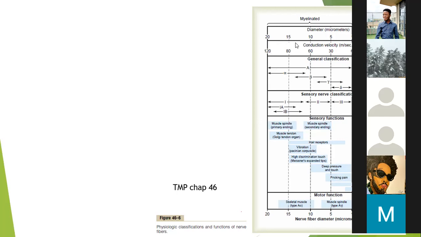And then as you decrease the diameter, you go to the beta category. As you decrease further, you go to the gamma category, and further, you have the delta category. All these are the A fibers. Then you move to the B fibers, which have not been indicated here. And then you go to the C fibers, which are not myelinated. But you can see that the C category has a range from 2 to 0.5 micrometer diameter. So they are very tiny.